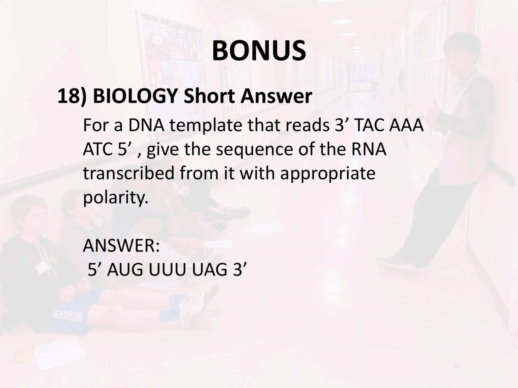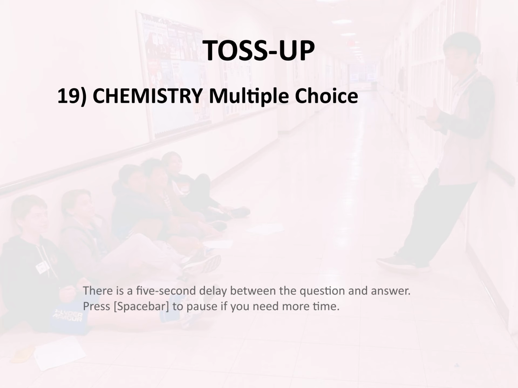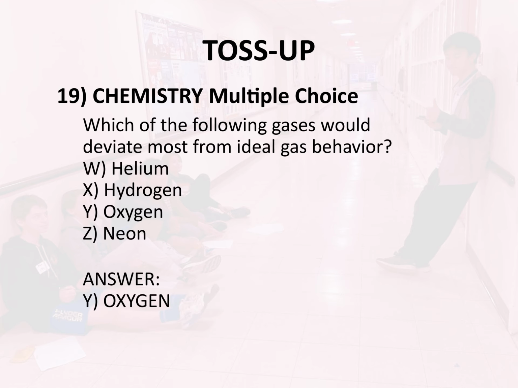Toss-up, 19. Chemistry. Multiple choice. Which of the following gases would deviate most from ideal gas behavior? W. Helium, X. Hydrogen, Y. Oxygen, Z. Neon. Answer. Y. Oxygen.